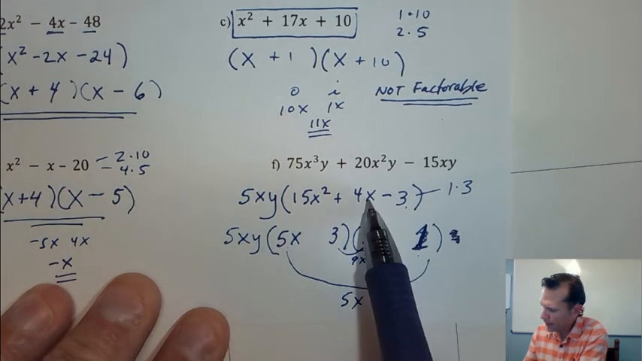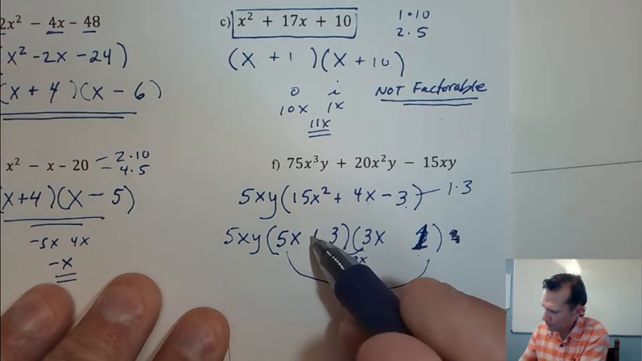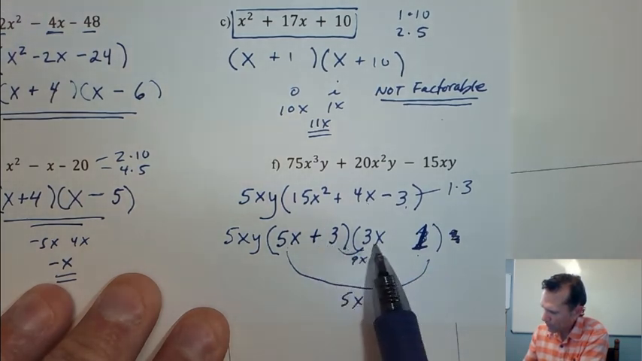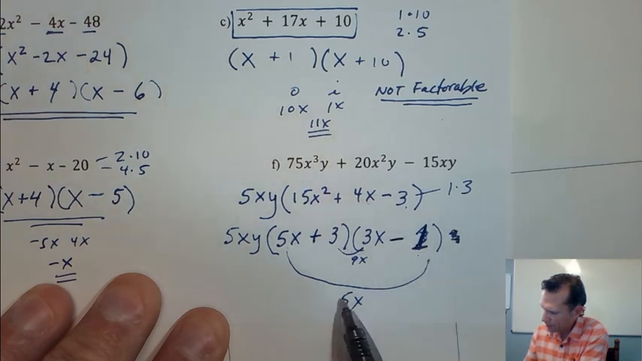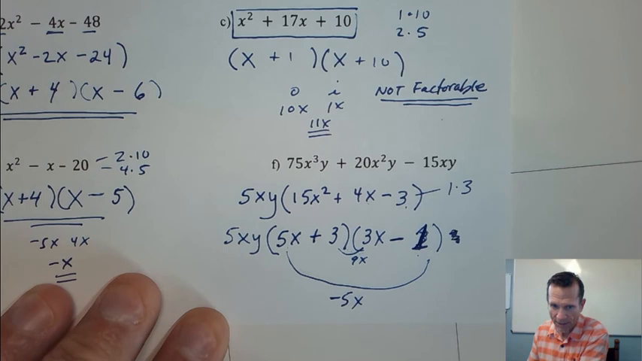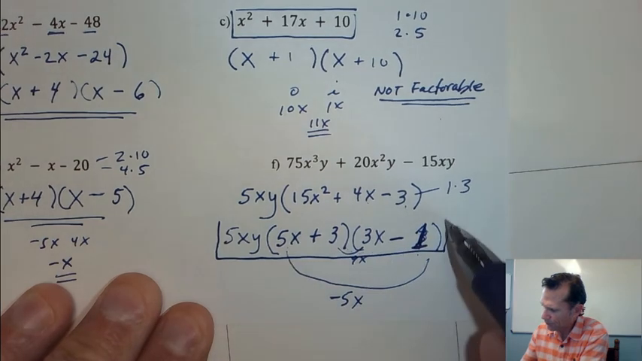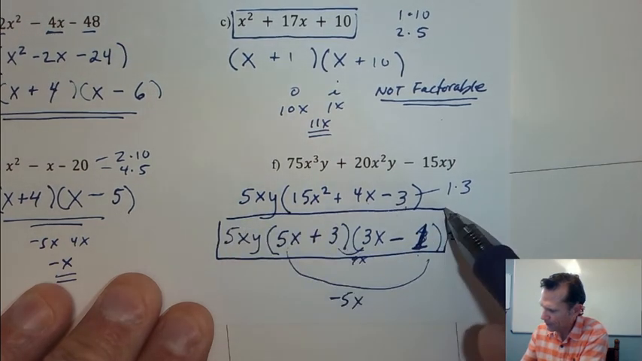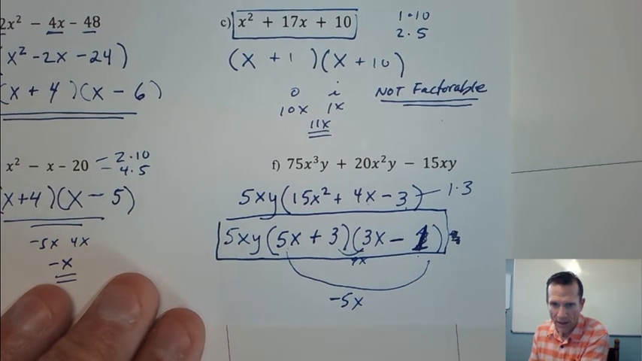Well, I got to get a positive 4x in the middle. Well, if I make this a plus sign, that's going to produce a positive 9x, and if I make this a minus sign, that's going to make that a negative 5x. And so my answer ends up being this right here, and you can check it all with FOIL and the distributive property. The signs are right.